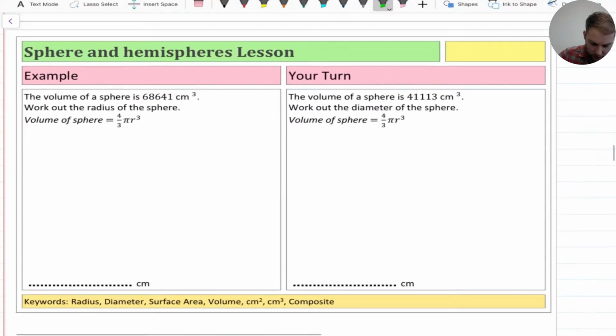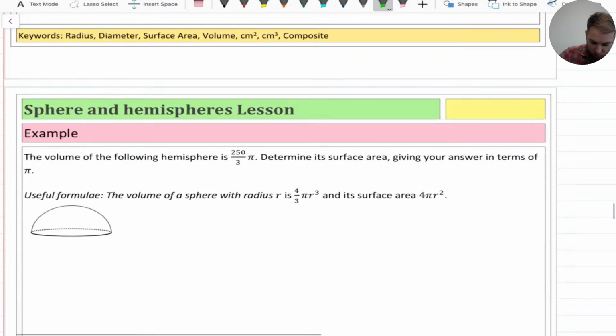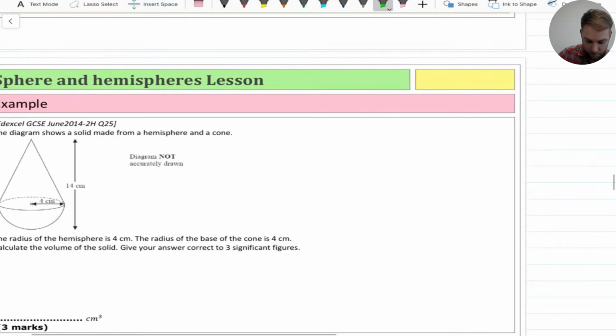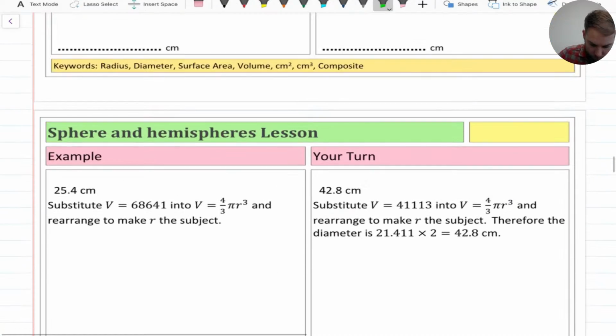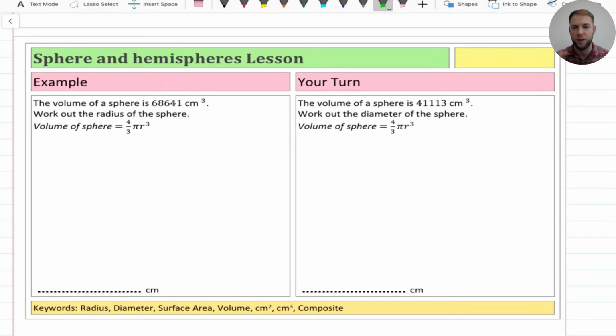Okay. We've got a couple more questions to go through, and then we've got some ones which are a little bit trickier. So this is a very classic question. And these ones here, they don't usually come up exactly like this, but they will come up as part of a harder question. So this one here is example 5, I believe.